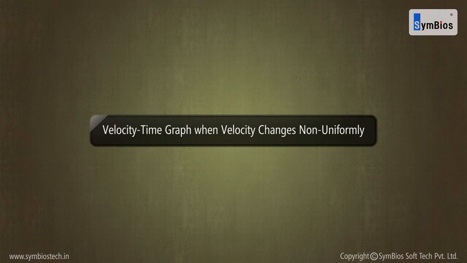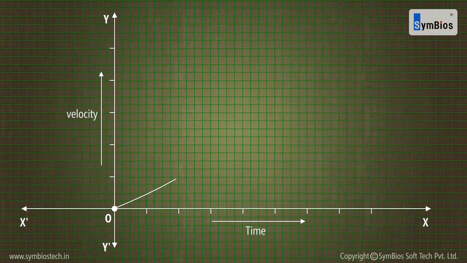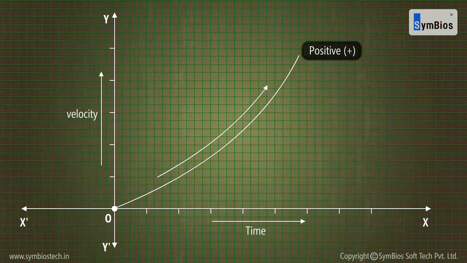Velocity time graph when velocity changes non-uniformly. The velocity time graph of a body when velocity is increasing non-uniformly is a curve moving upwards. Slope of the curve is positive and increases with time. Velocity and time both are variable in this graph.